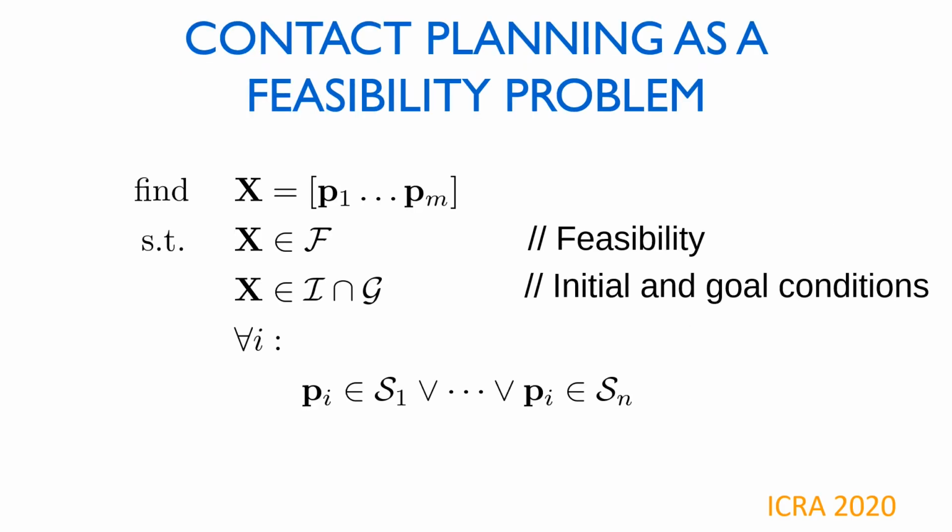Our problem can be written in the following general form. Find the variable x that comprises m contact positions such that the kinematic and dynamic feasibility of the plan is guaranteed, and such that the initial and final conditions of the problem are met. In our previous example, a goal condition is that the robot lies on the platform on the far right. The combinatorial constraint is that at each phase i, the contact position Pi must lie on either of the contact surfaces.